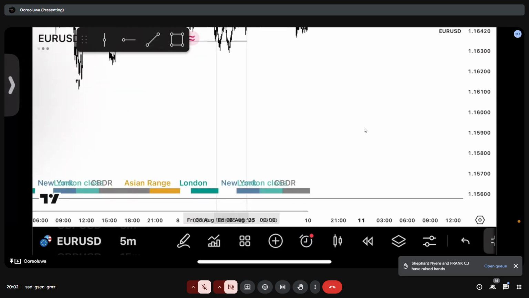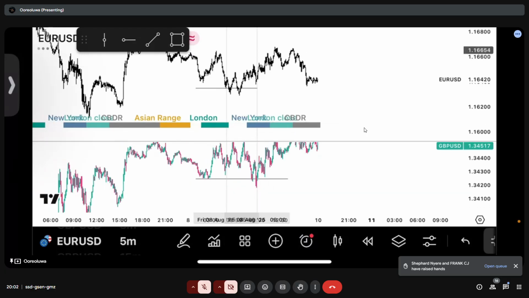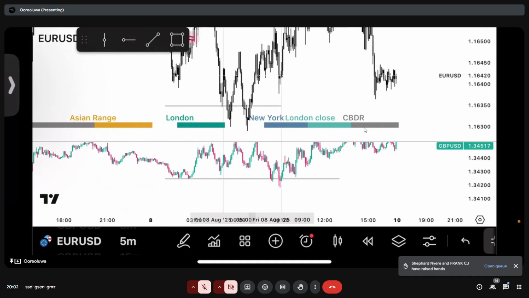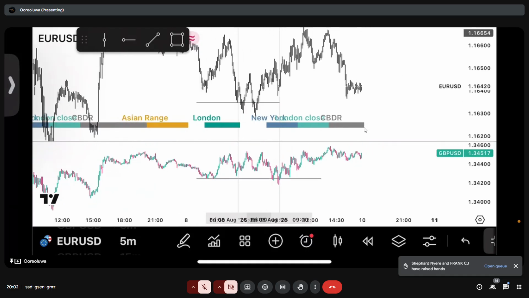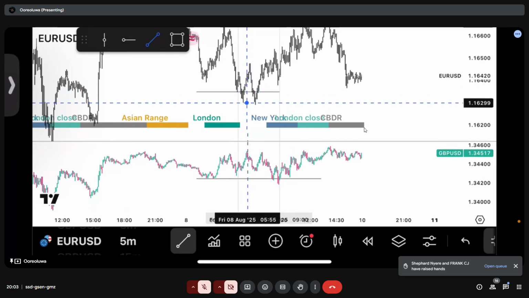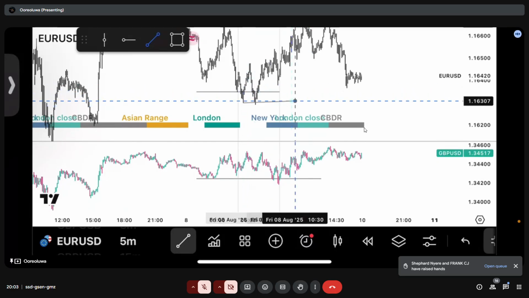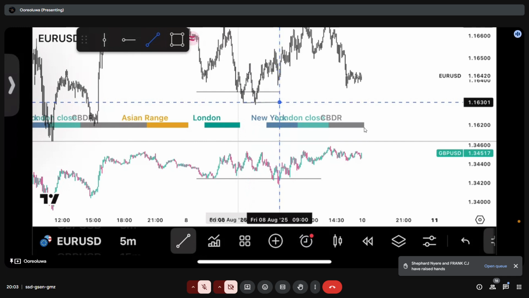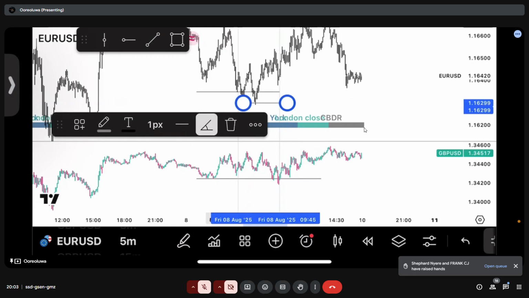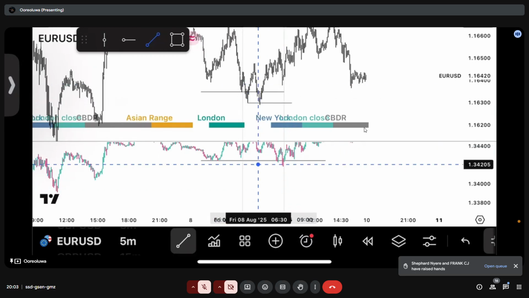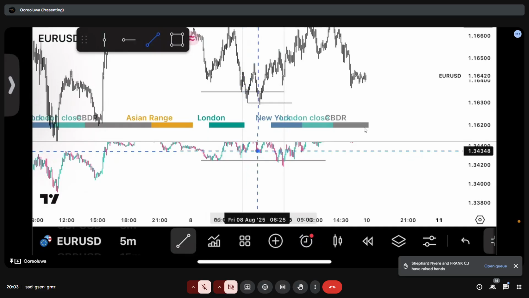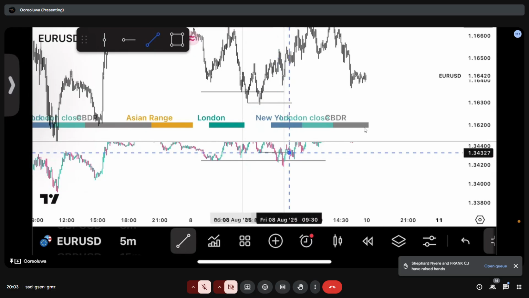Now, what did you see here? This was New York, right? Look, lows, right there. This is New York. You can see these lows were not taken on New York, but on the other pair, let me use this one, it's taken, right?